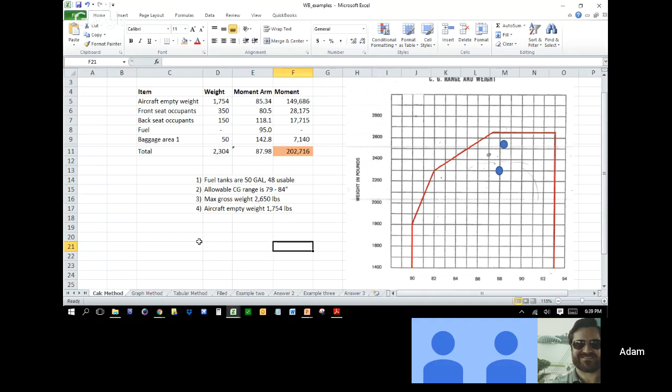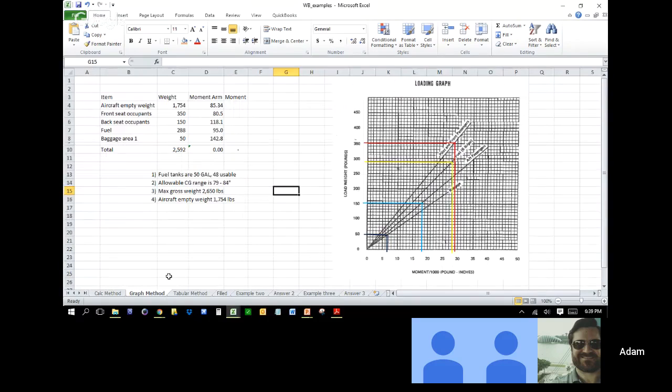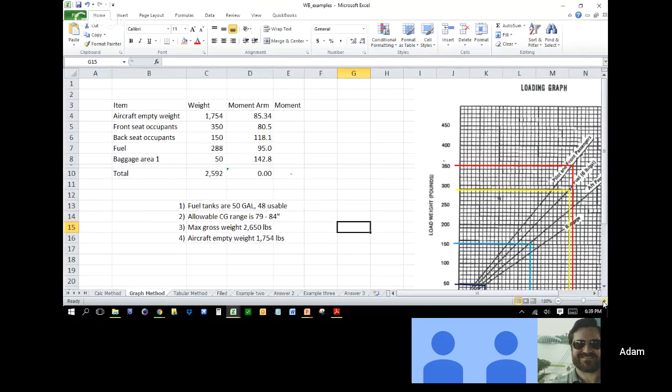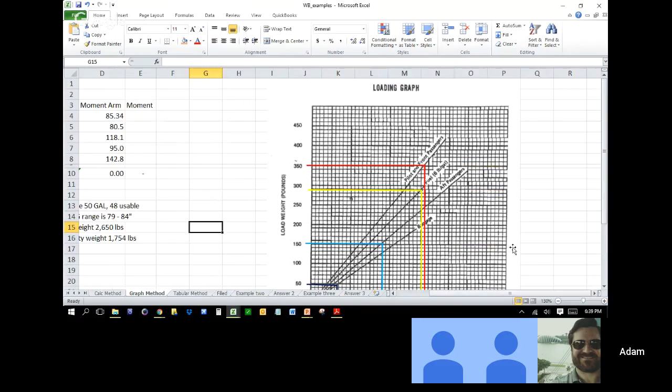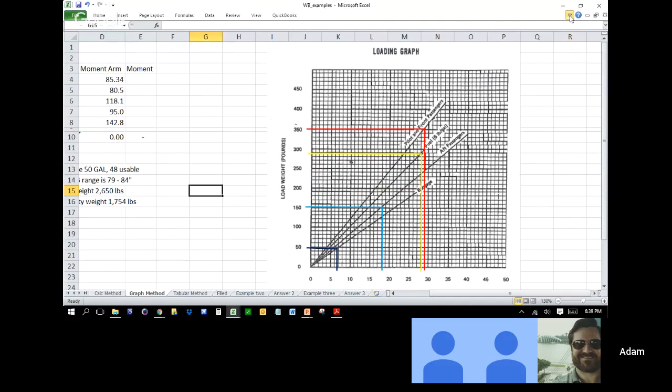Using this example, we won't go through it completely, but I want to point out there are two other types of calculations you can do for weight and balance. During your written test, you're expected to know how to do these methods as well. You've got the graphical method. Let me zoom up here, where the moment calculation is performed on an actual graph.